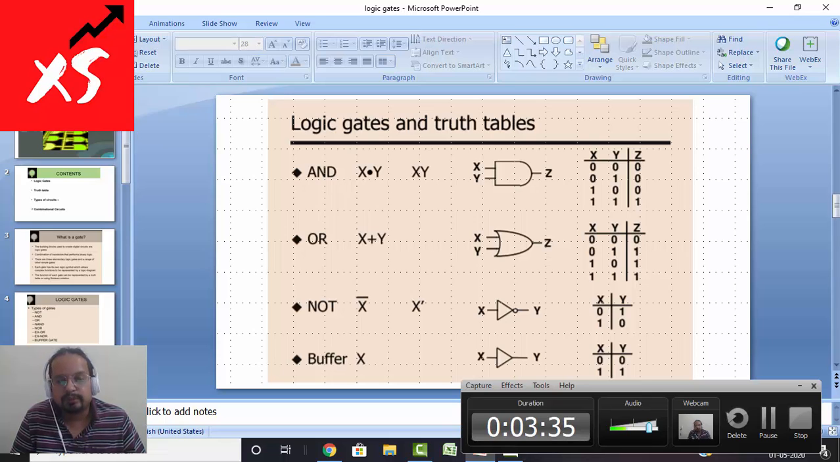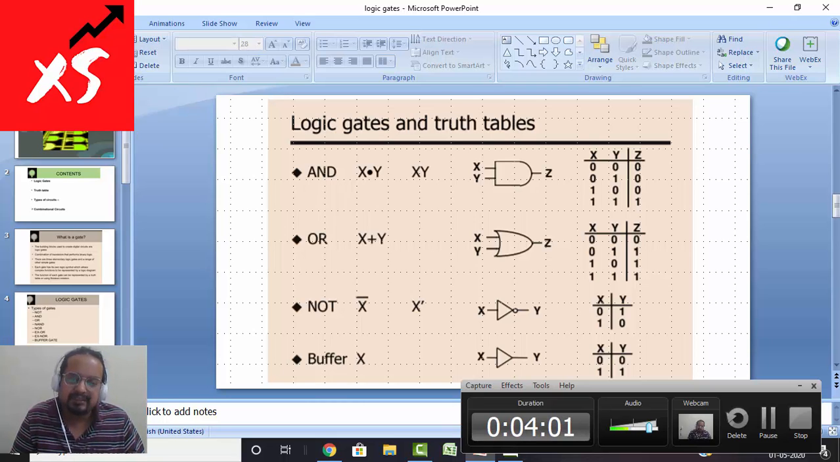Starting with the first one, the AND gate denotes multiplication, x y. It's a two input AND gate, and the output is denoted by Z here. Look at the diagram for the AND gate and the truth table. XY means you get an output 1 only when both the inputs are 1, because 1 into 1 is equal to 1. Any other combination gives 0. So let me discuss this in a bit of detail.